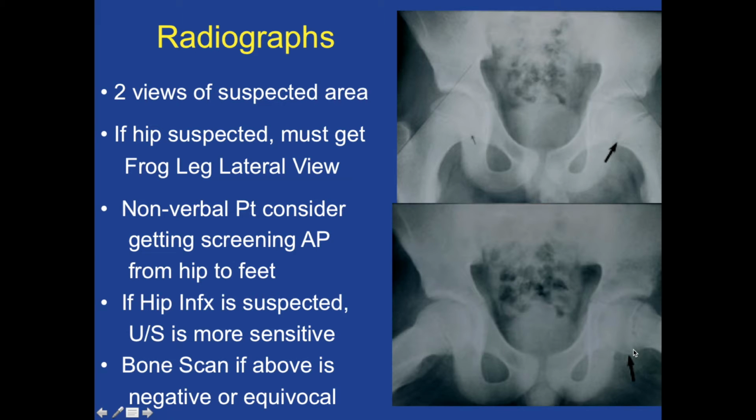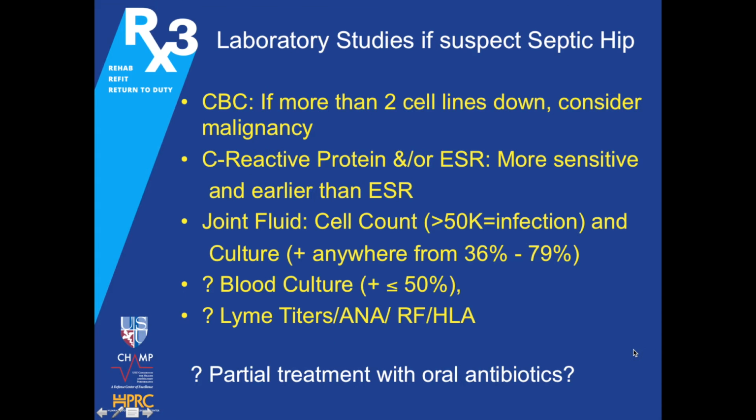But the salient point is you're almost always going to get some sort of imaging with a child who comes in with a limp. And so if you're suspecting a septic hip, you're probably going to get some blood studies, and here are some other caveats to think about. When you get your CBC, if you have more than 2 cell lines down, you need to always think malignancy. You're probably going to get one of the acute phase reactants, and nowadays C-reactive protein has supplanted sed rate because it's more sensitive and it rises earlier.